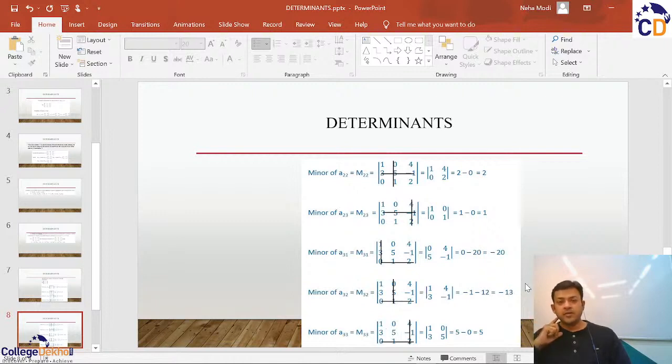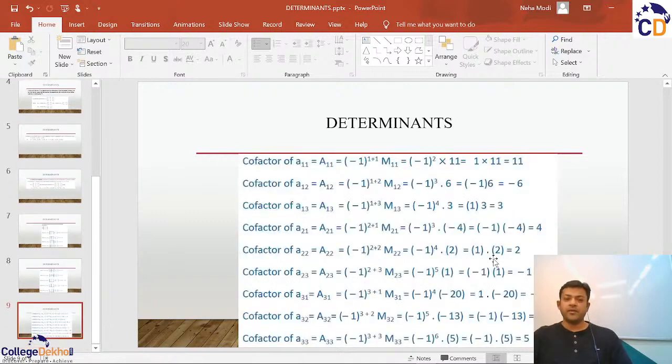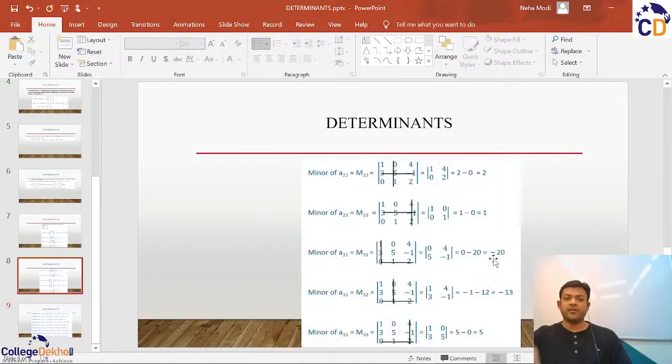Let's have a look at the other minors. Suppose we take the minor of A31, the third row, first column. So we need to hide the first column and the third row. What will be visible is 0, 4, 5, negative 1. On simplifying, we get 0 minus 20, so that comes out to be negative 20. So the value of the minor of third row, first column is negative 20. Similarly, we can calculate each and every one of the minors.